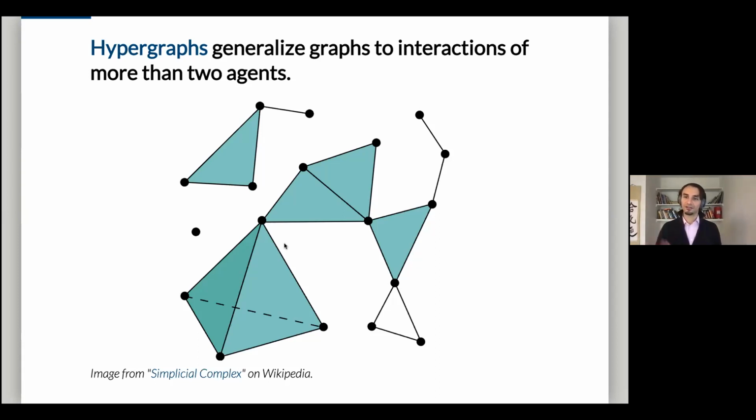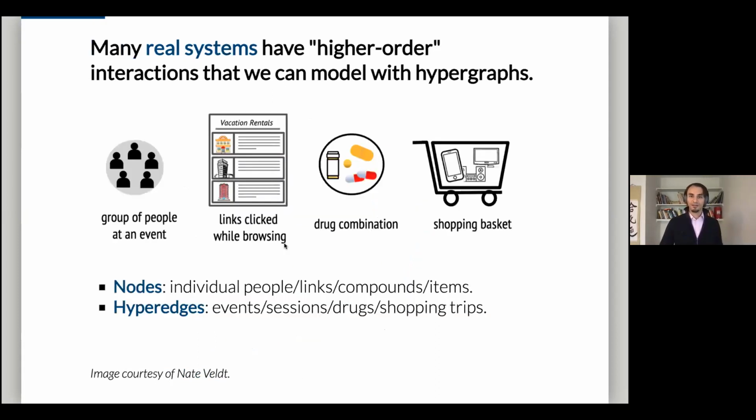So we can model interactions between sets of agents of arbitrary size. This is a good thing to do because many of the real systems we care about have what are trendily now called higher-order interactions, namely interactions between 3 or more entities, that we can helpfully model with hypergraphs. So here's a graphic that Nate made, so thank you, Nate.